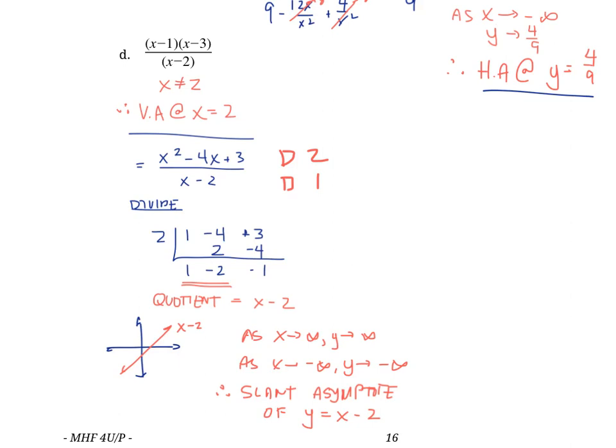I divided using synthetic division, and what I got is that the quotient is x minus 2. I quickly then graphed it to see that it's a positive slope, which tells us what the end behavior of the function is. As x goes to infinity, y goes to infinity, and as x goes to negative infinity, y goes to negative infinity, and the slant asymptote has an equation of y equals x minus 2. There we go.